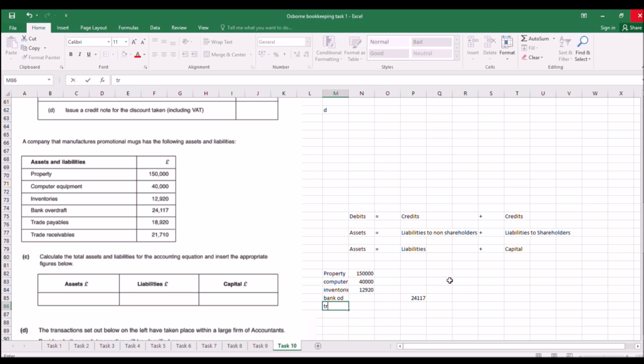Our trade payables is the amount that we're going to pay out to suppliers in future. A liability to our non-shareholders, a money out item, a negative, a credit. And our trade receivables is money we're going to get in from our customers in future, a money in item, a positive, a debit. 21,710. Okay, so that is how that looks.